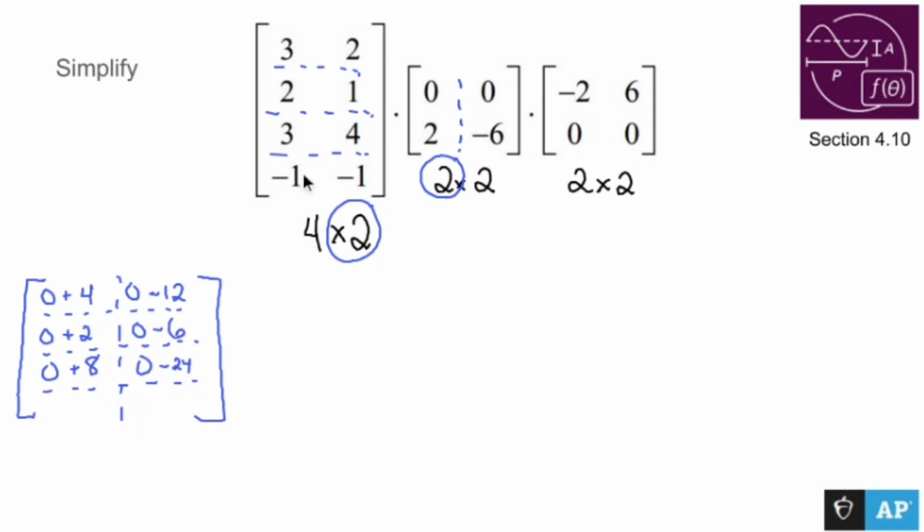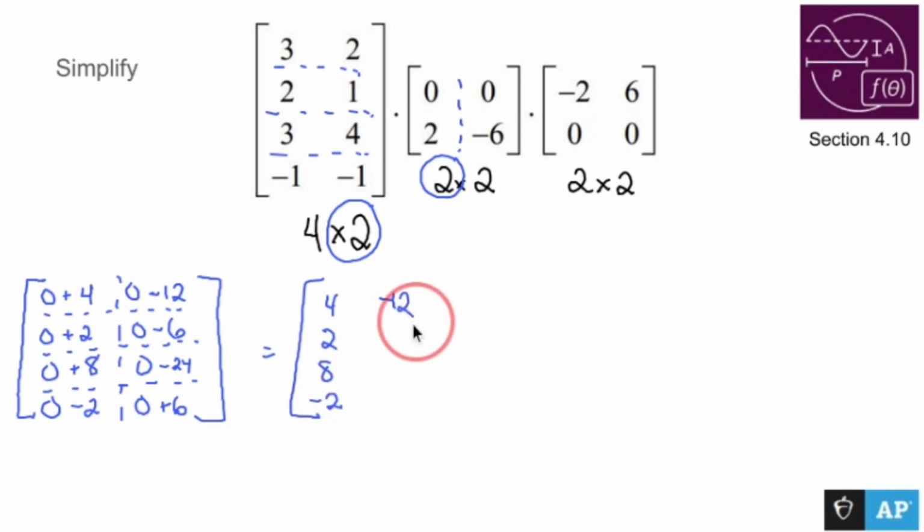Last row, first column: negative 1 times 0 is 0, negative 1 times 2 is minus 2. And then last but not least, fourth row, second column: negative 1 times 0 is 0, negative 1 times negative 6 is plus 6. Then we simplify this. So we get 4, 2, 8, negative 2, and then negative 12, negative 6, negative 24, positive 6.